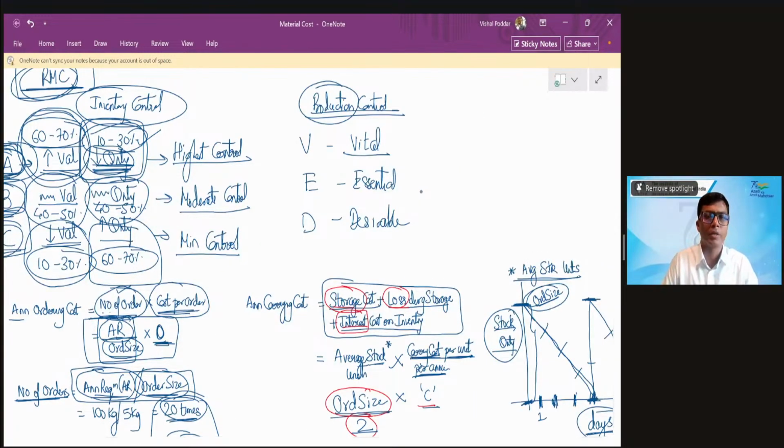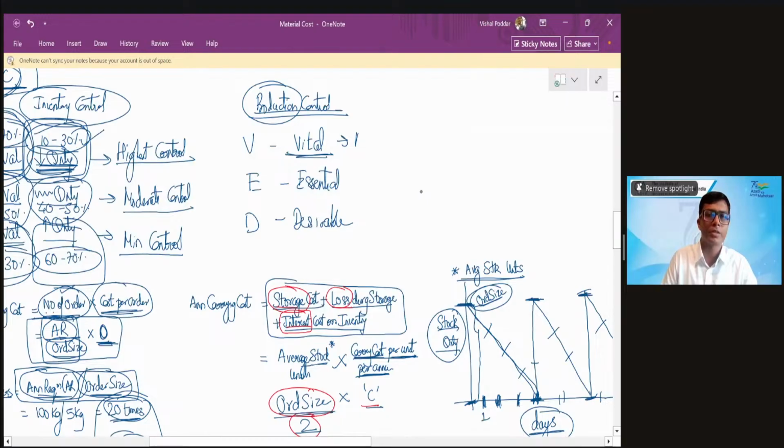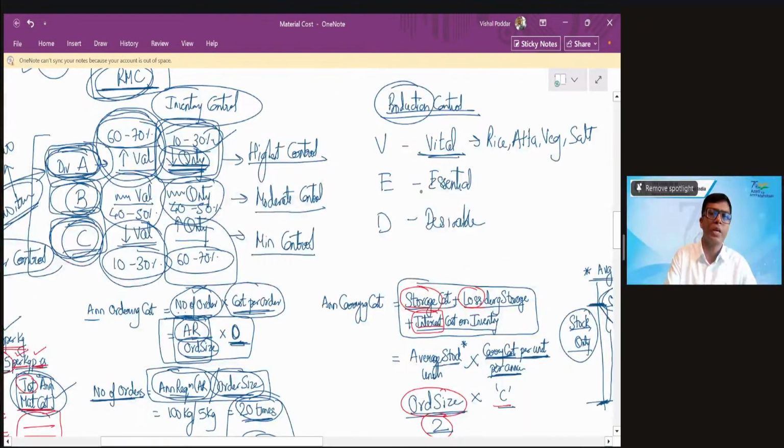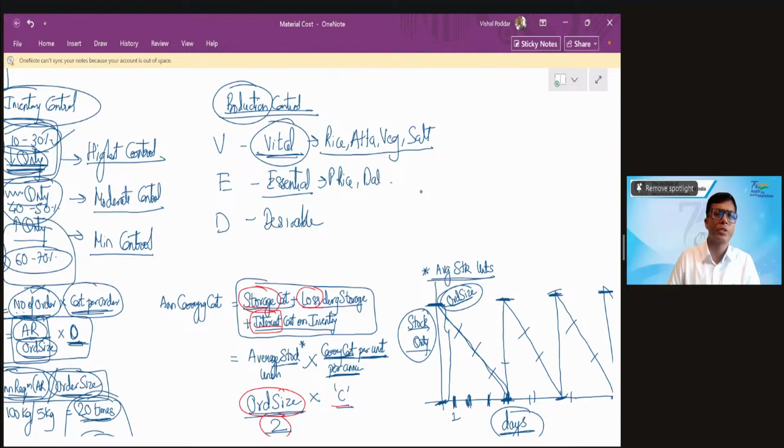Like in my kitchen, interestingly, many of these C category items are actually vital, like your basic rice, your basic atta, your vegetables, salt. So many of your C and some of your B category items are actually vital, because without that, your production cannot happen. They are the most basic raw material. Essentials are those like premium rice, dals, etc., which are required, but they are not vital. Means you can do without them, but yes, if they are there, it is good.